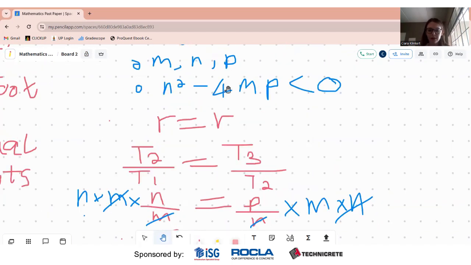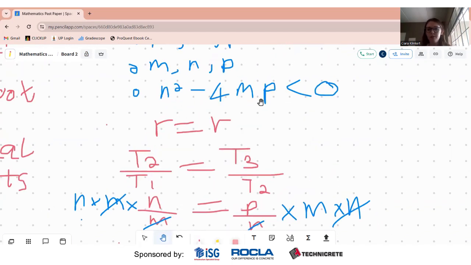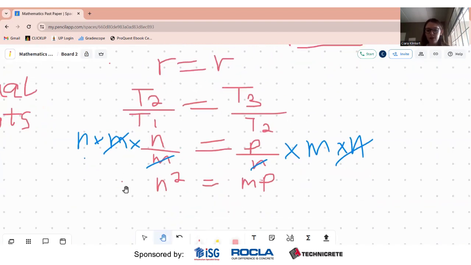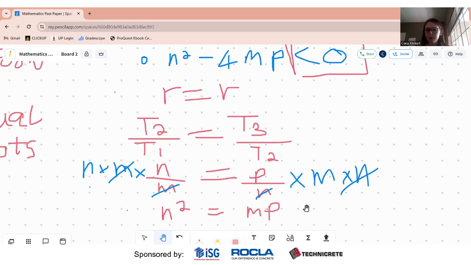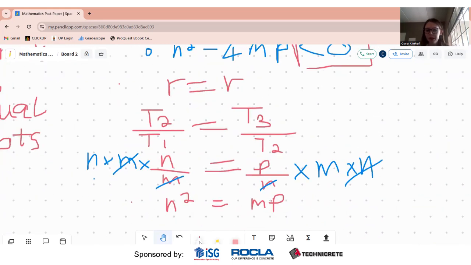Now, my other fact is I have this n squared minus 4mp that I have to show is less than or equal to 0. I don't actually know that it's less than or equal to 0. Remember, this is my aim. But if I look at n squared minus 4mp, and I've now got this equation n squared is equal to mp, I'm starting to think maybe I should substitute something in here into this form.